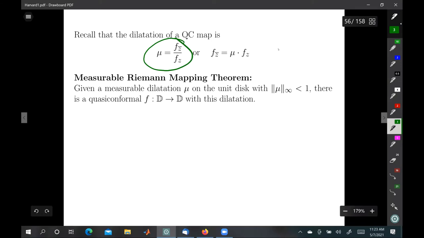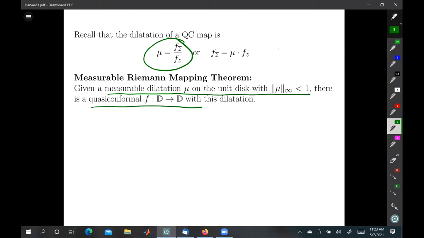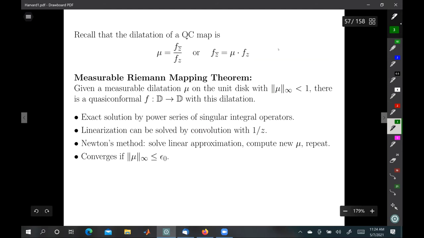It says that given a dilatation which is bounded by one, there is always a quasi-conformal mapping with that dilatation. Okay, so this is a black box. This would be a pretty hard theorem to prove if we were giving a graduate course. It would probably take 2 or 3 days to go through the proof. It's basically solving this differential equation. I'm not going to say too much about it, except that there's an exact solution using power series of singular integral operators, whatever those things are.